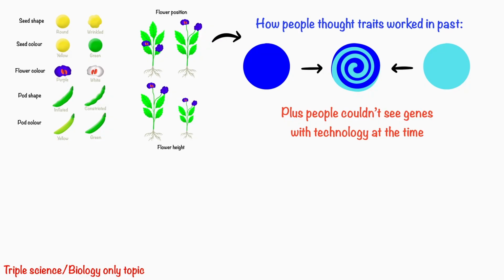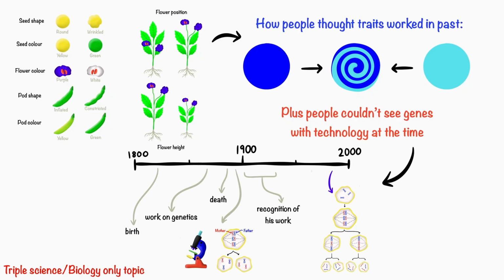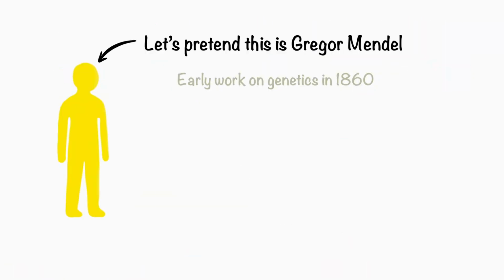This episode of our series covers the work of Gregor Mendel on genetics, why his ideas weren't popular at the time, and further developments in genetics after him. Let's begin with Gregor Mendel, an Austrian monk whose work in the 1860s laid the foundation for modern genetics.